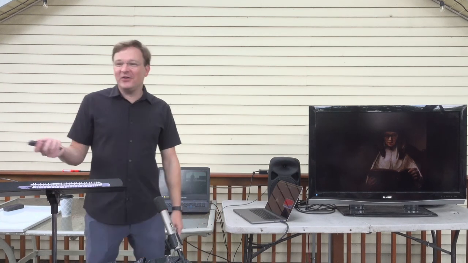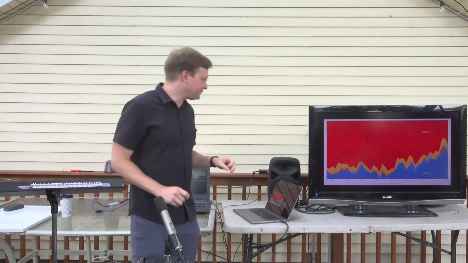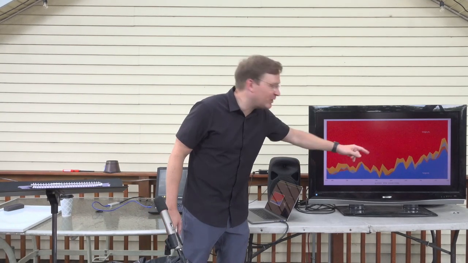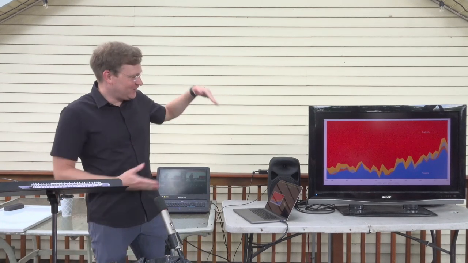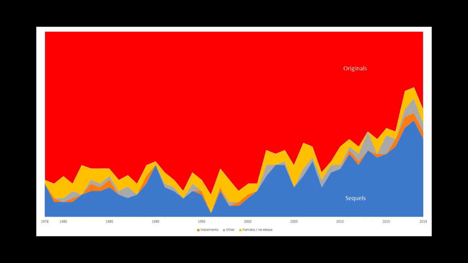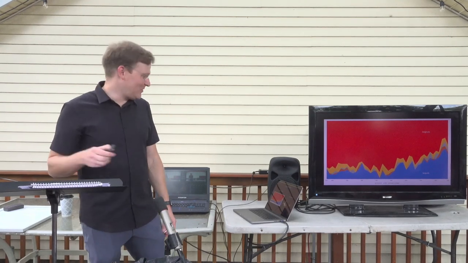Now, in terms of where art's going today, I want to put this chart up. So this is movies that do well. And the years go from 78 to 2019. Someone said, wait, that's a graph. Okay. So the total vertical size is all the movies made that year. The red is new, actual, original movies. The blue is sequels. Original movies are decreasing in number. And reboots, sequels, remakes are going up.